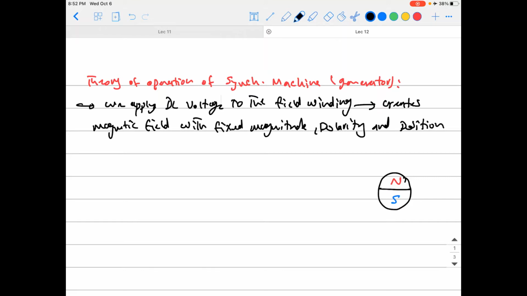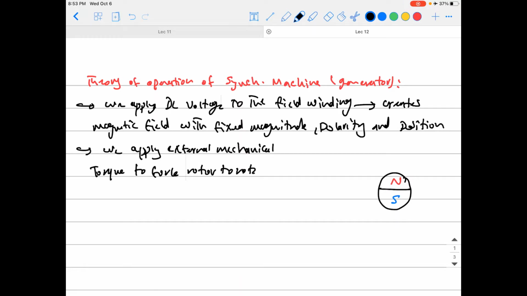After that we apply external mechanical torque to force the rotor to rotate around its axis. So right now these poles start rotating around the axis in any direction you want.